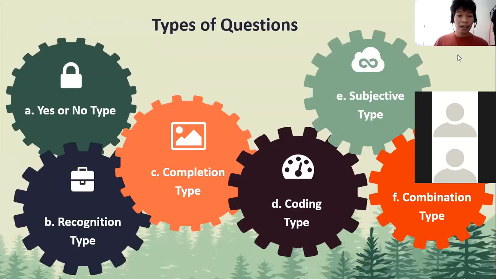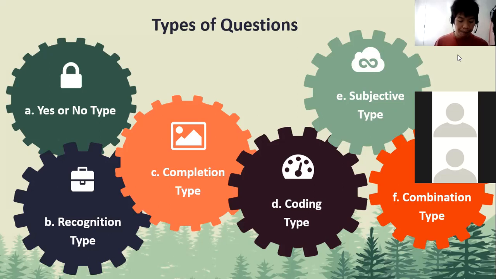Then these are the types of questions. We have yes or no type, recognition type, completion type, coding type, subjective type, and combination type. When you say yes or no type, there are only 2 options in the type of question. You just have to answer yes or no. Nothing more, nothing less. It's just yes or no.